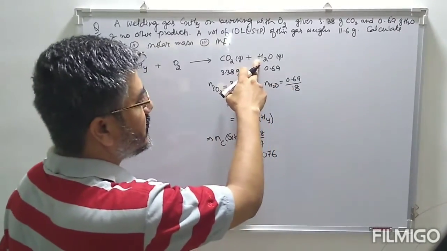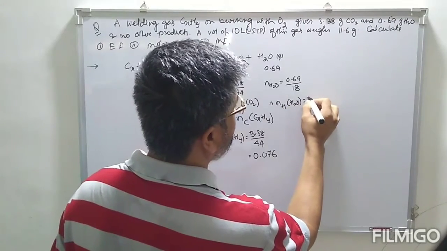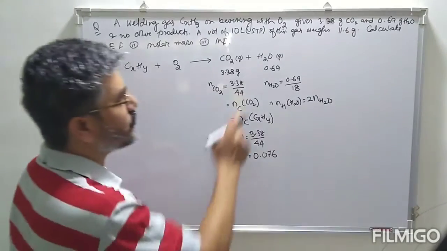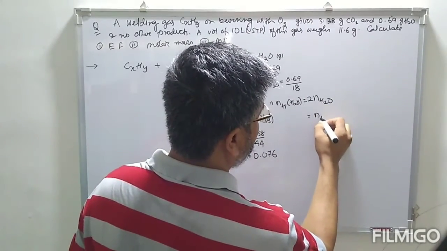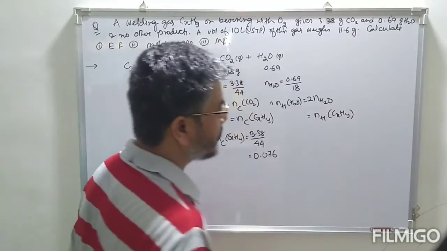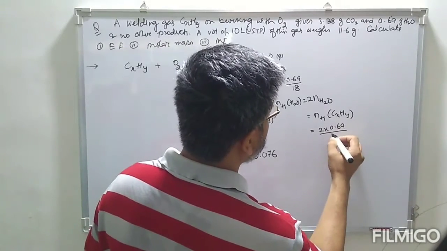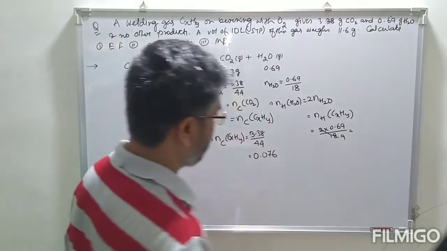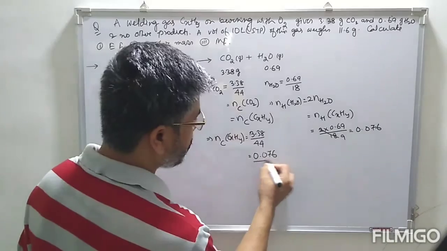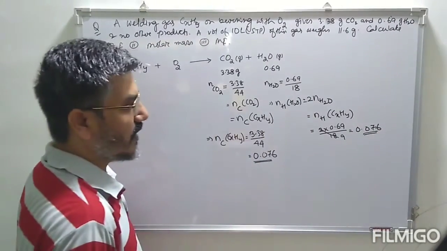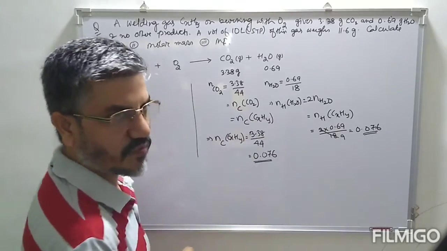Now, one molecule of water contains two hydrogens. Therefore, look at this. The number of moles of hydrogen in water will be equal to 2 times the number of moles of water, because one molecule contains two hydrogen atoms, so one mole will contain 2 moles. This must be equal to the number of moles of hydrogen in CxHy. So this is equal to 2 into 0.69 divided by 18. Again, this is coming 0.076. So we have the number of moles of carbon and the number of moles of hydrogen. So the mole ratio is 1:1.